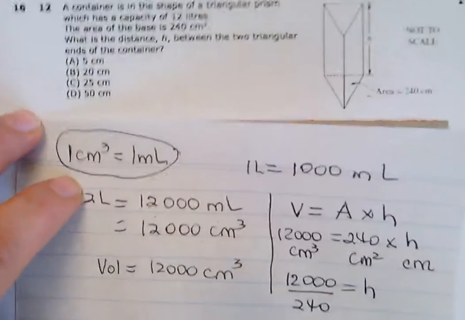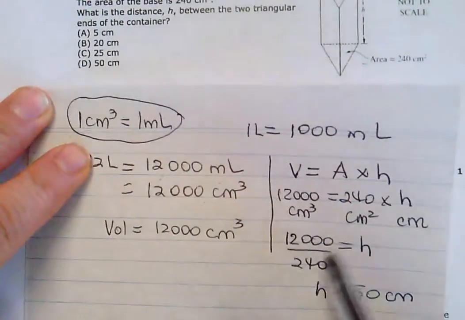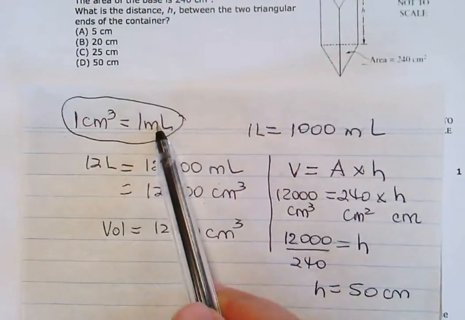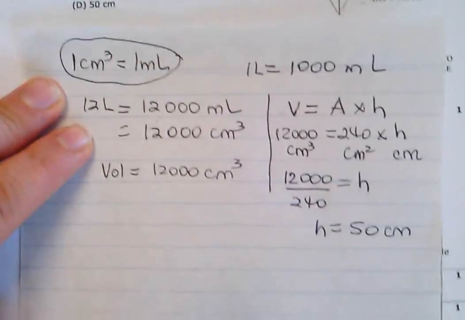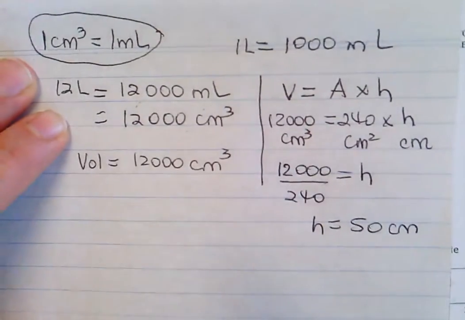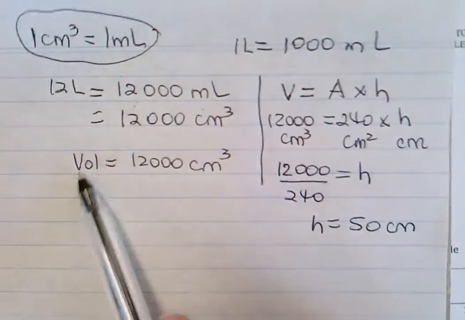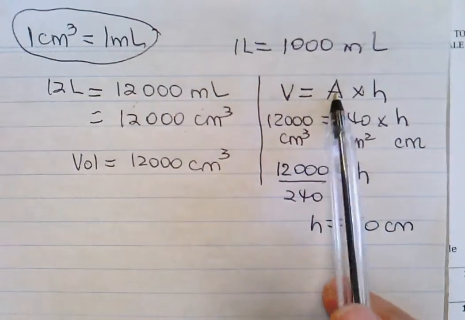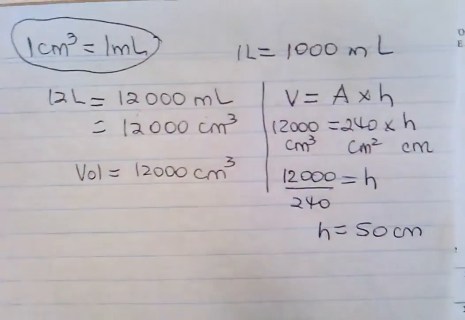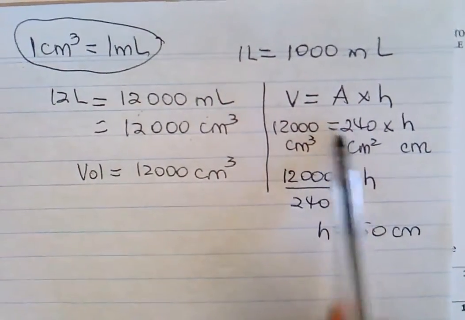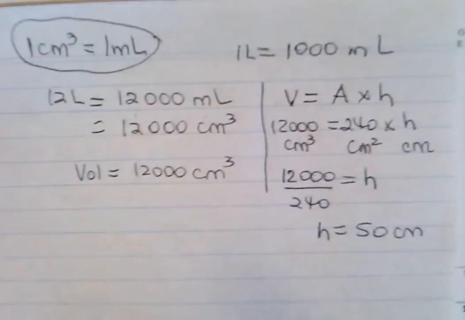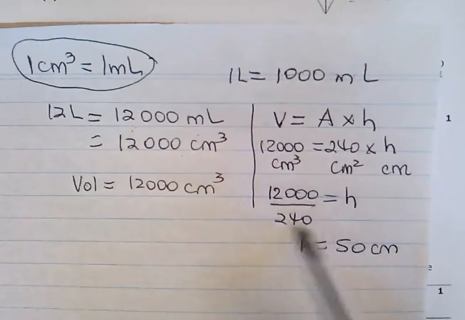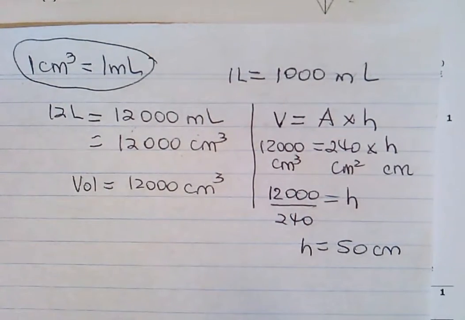So you have to get the units right because the volume was in litres. I put it into mils because I know that 1 mil is 1 centimetre cubed. All right? And then I was able to say that the volume is 12,000 centimetres cubed. I know the volume of a prism, volume equals area of the uniform cross-section times the height. So the 12,000 equals the 240 because they told us that the area of the base was 240, times the height. The height is 12,000 over 240, which is 50 centimetres.